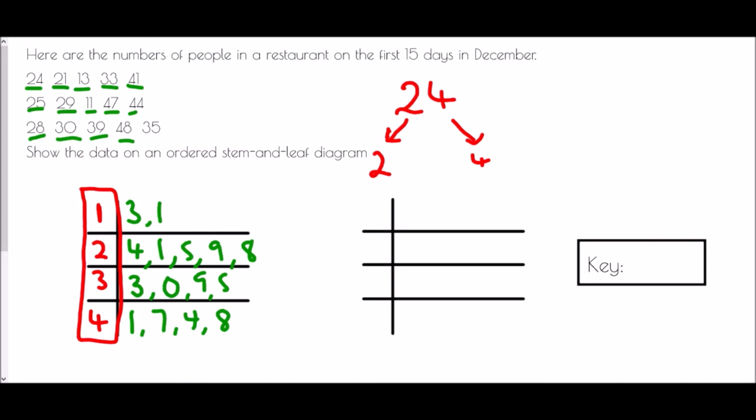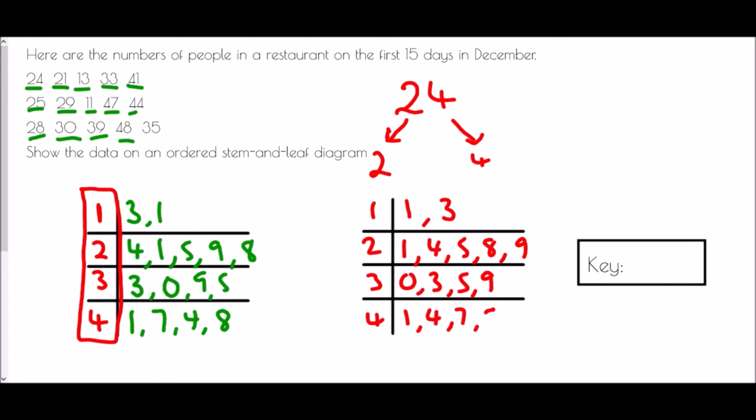Now, this is not an ordered stem and leaf, and the reason for that is the numbers are not in numerical order. So all I'm going to do now is rearrange this. I'm just going to place the stems on again, 1, 2, 3, 4. But I'm now going to reorganize everything so that the leaves that I wrote in are in the correct order. So the 3, 1 will become 1, 3. In the 20s section, the lowest one I've got is 1, and then 4, and then 5, and then 8, and then 9. In the 30s section, the lowest is 0, then 3, then 5, then 9. And in the 40s, it's 1, 4, 7, 8.